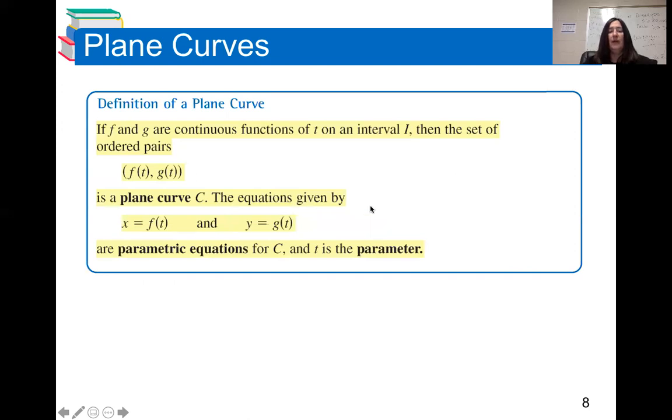If your two functions are continuous functions of time on a certain interval, then they have parametric equations. That's what f of t and g of t are representing, the parametric equations. So f of t, g of t is a plane curve C where the equations are x equals f of t and y equals g of t. And those represent your parametric equations.